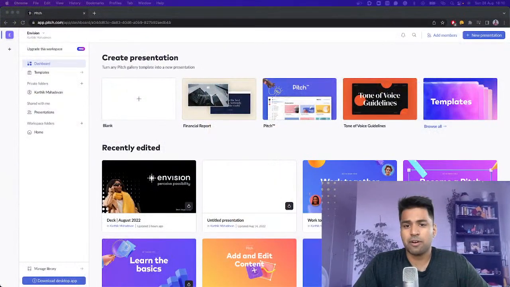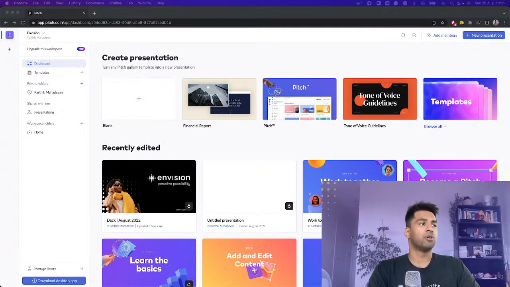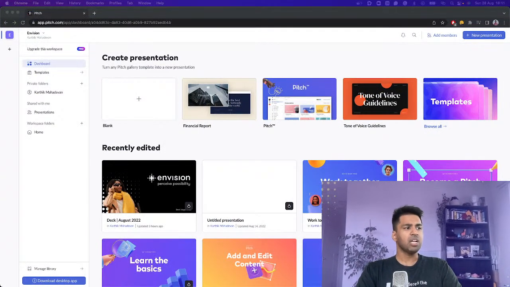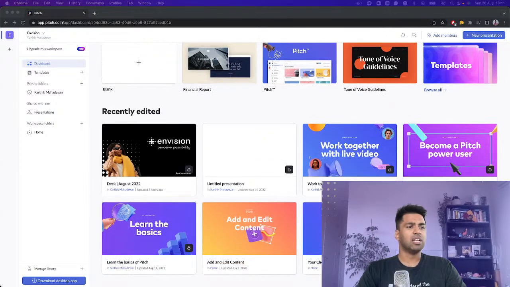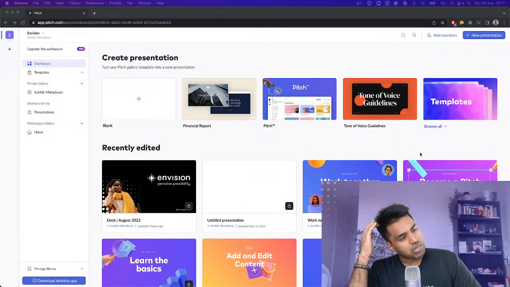I'm using a new tool for it, actually, so that's the reason I'm trying to figure this out. This tool is called Pitch. It's pitch.com. It's been out there for a while. I've been hearing about it, but I've never really gotten to start working on it.